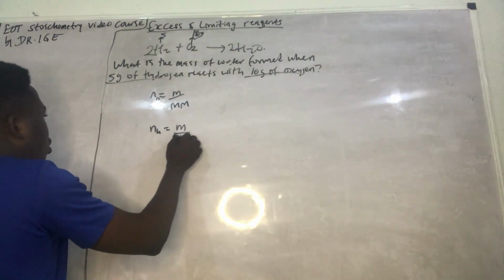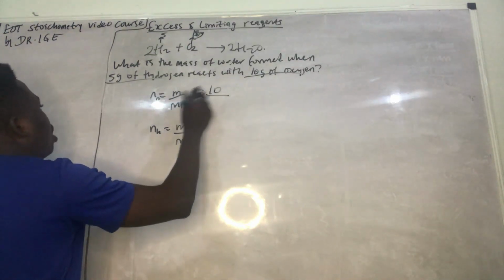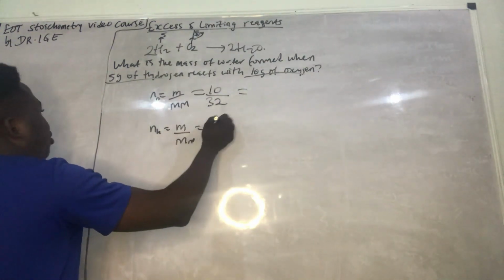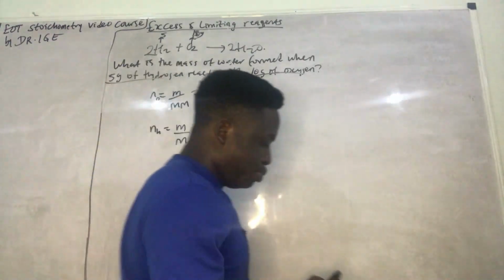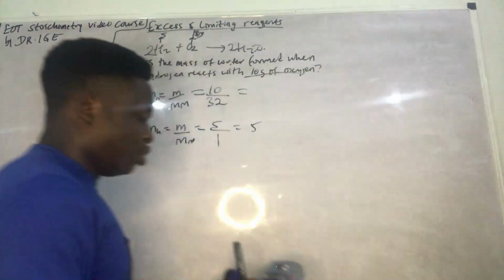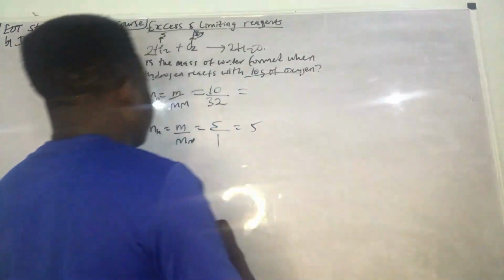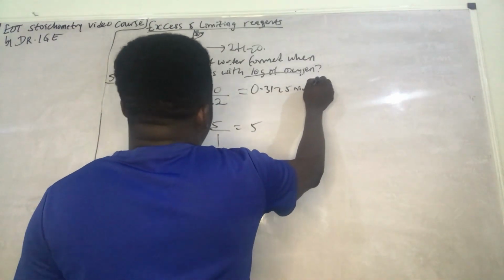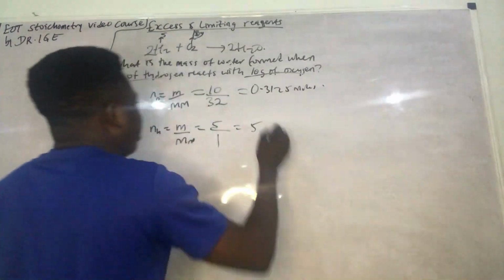Mass over molar mass. What is the mass of oxygen here? It is 10 grams. What is the molar mass of oxygen? 32. That will give us the value. What is the mass of hydrogen here? 5. What is the molar mass of hydrogen? 1. That's 5. So let me press 10 divided by 32 in my calculator. That is 0.3125 moles. Originally, which one is smaller? Oxygen. But please, that's not the final stage.